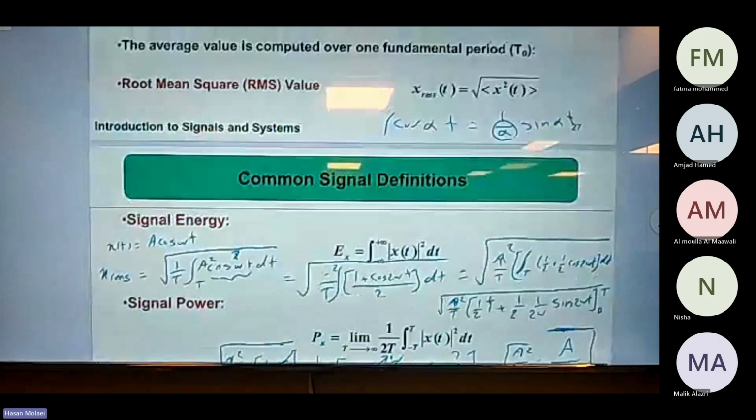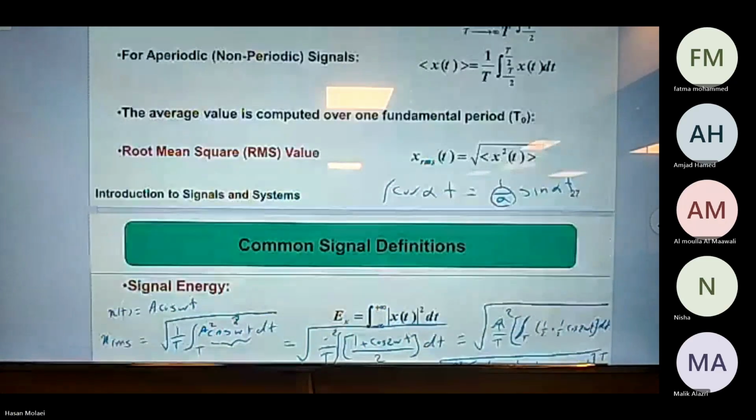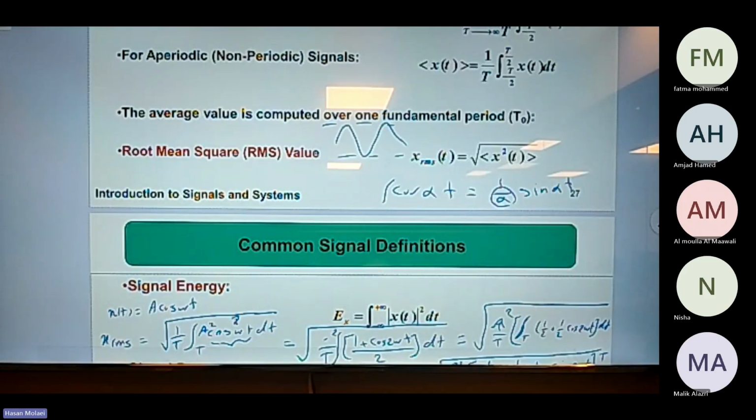So when we have some kind of signal of 2 volts, how much is this amplitude? 2 over square root of 2. How much is the amplitude?